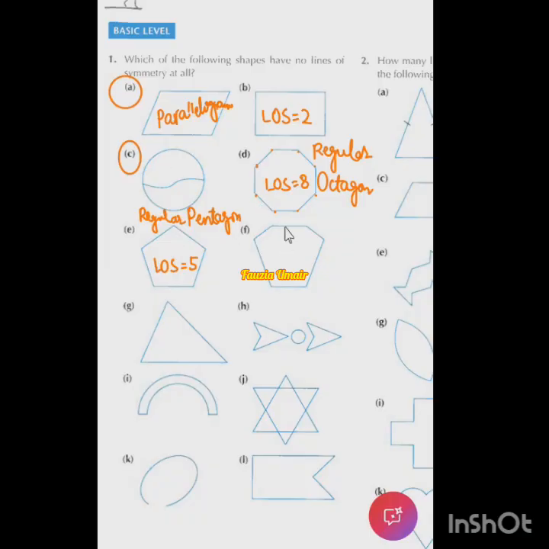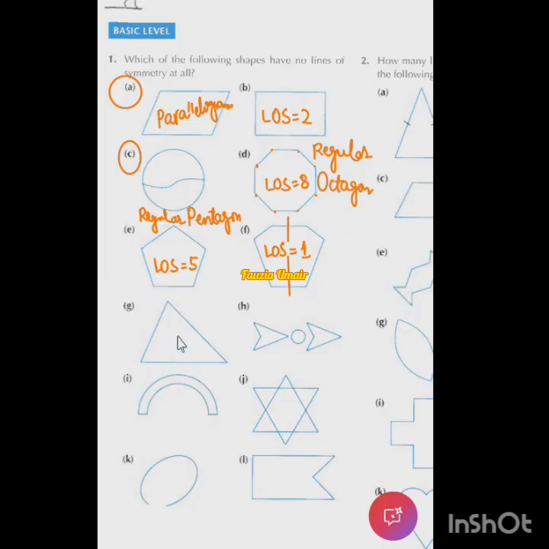Now what about F part? How many lines of symmetry do you think this shape has? One. And which is that? Ma'am, the straight line, like a vertical line. Vertical. Alright.